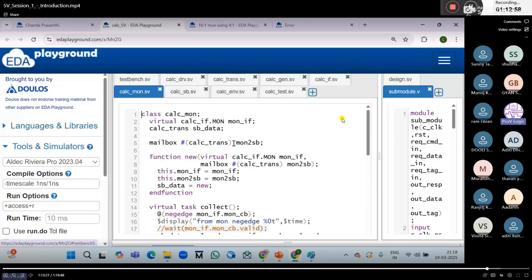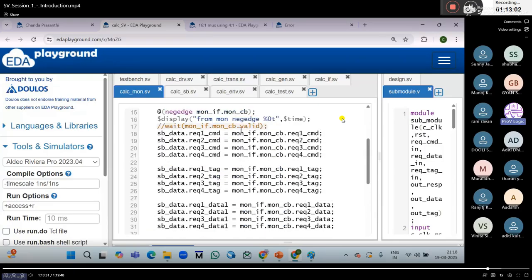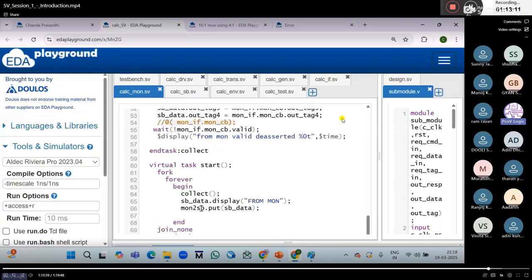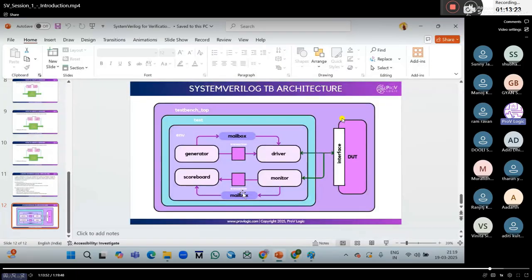Monitor is also the same as the driver, but on the right hand side we connect the virtual interface and on the left hand side the transaction data. But in the driver, the right hand side is the transaction data and the left hand side is the virtual interface data. So if you see here, line 66, the put method. By using the put method, we are putting the data into the mailbox. From the scoreboard, we get the data from the mailbox.